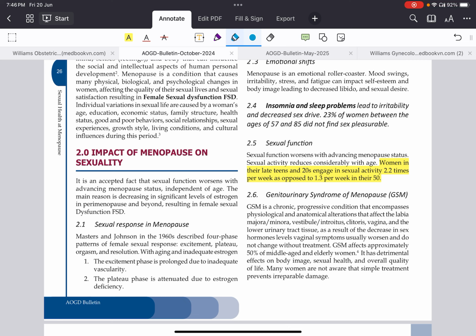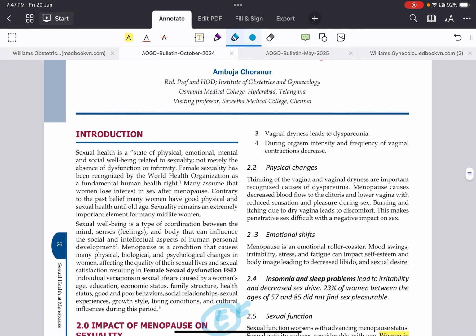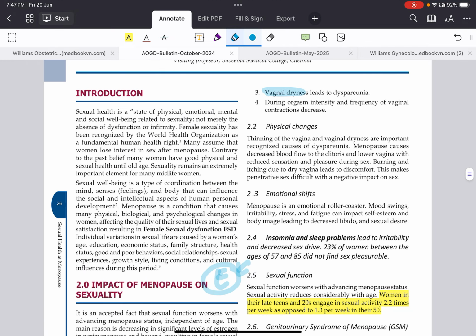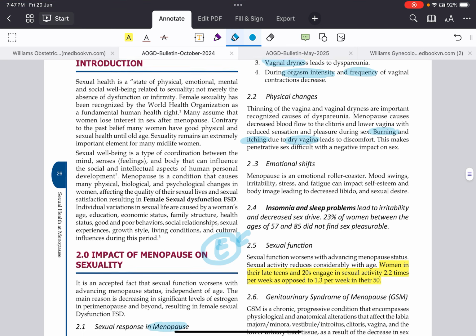Basically, estrogen is what helps sexual functioning in a woman. Because estrogen decreases in menopause, the sexual response decreases. Because there is no estrogen, there is no vascularity, so there is no excitement phase, and the plateau phase is also affected. Vaginal dryness occurs because of estrogen deficiency. Orgasm intensity and frequency are decreased. Sometimes, because of the dry vagina, burning and itching are seen.